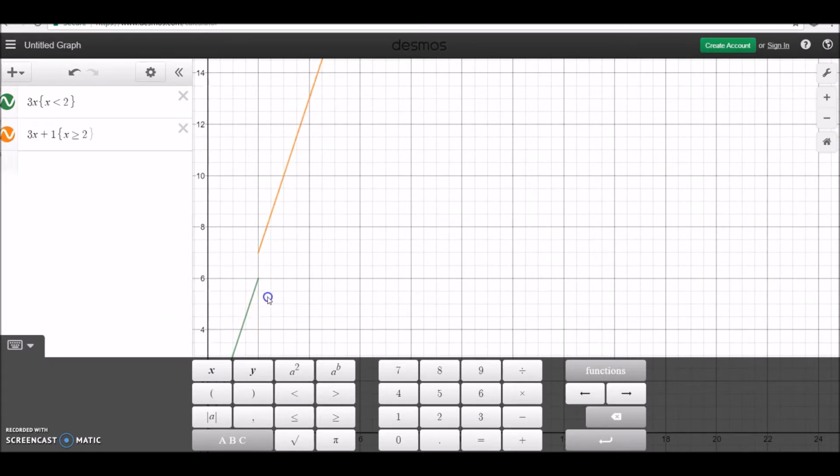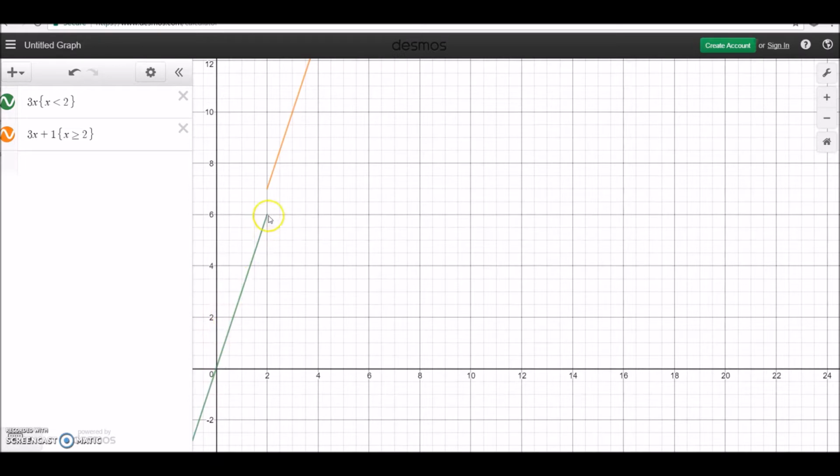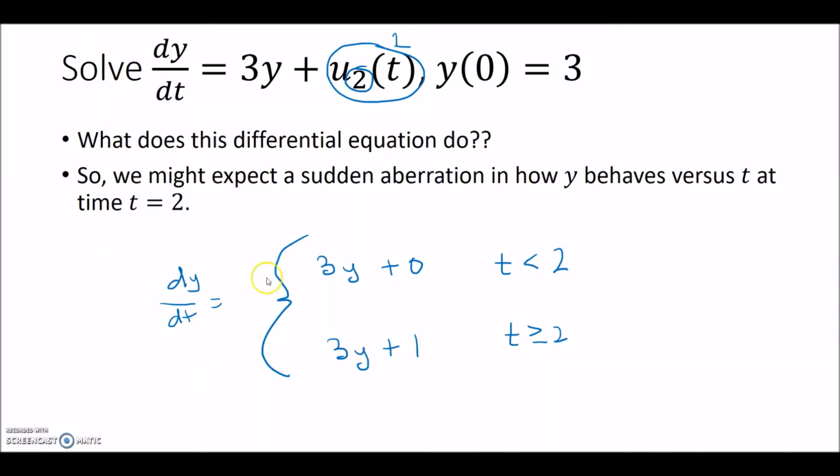Simple as that. So what's going to happen is I'm going to have this rate of change function up until time 2, not including time 2, and you can see that it's undefined right there. And then the function 3x plus 1 when x reaches 2 and for all x beyond x equals 2. So that's what my differential equation is going to look like. It's a piecewise differential equation.